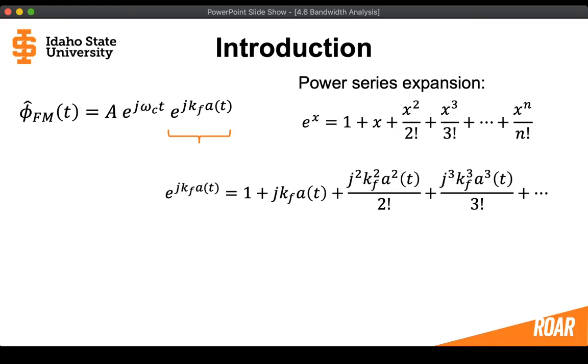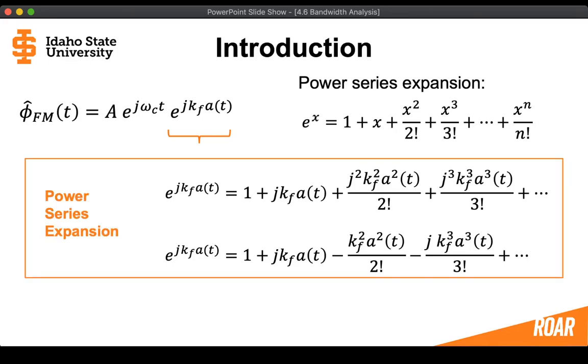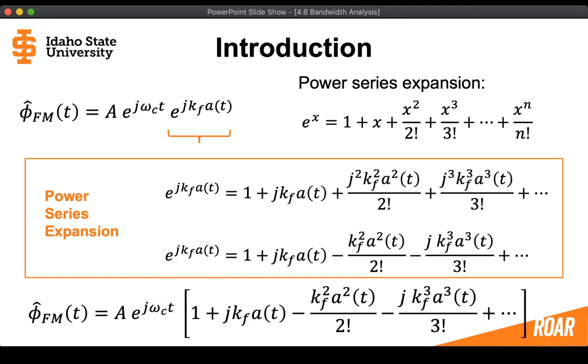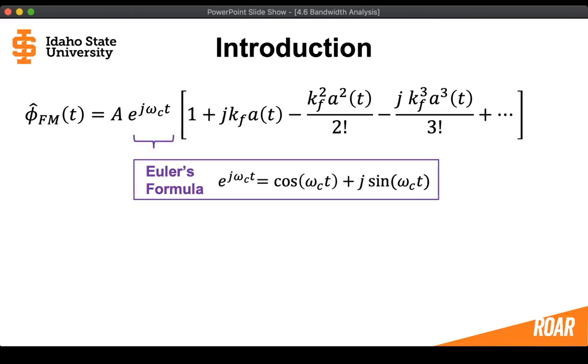Okay, so if we do that, we can rewrite e to the j k_f a(t) as a power series expansion, and it's going to look like this. If we simplify this, you can see that some of those terms contain things like j squared or j cubed, and we can rewrite those j squared parts as minus 1. So from this power series expansion, we can rewrite this phi FM hat like this: A times e to the j omega_c t multiplied by a power series expansion of the term that contains that function a(t).